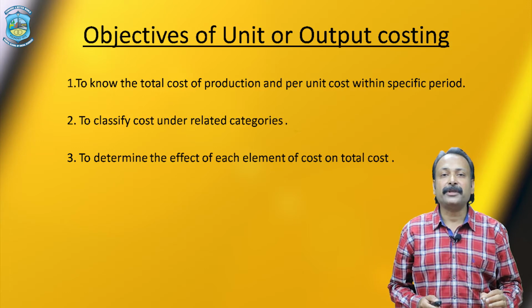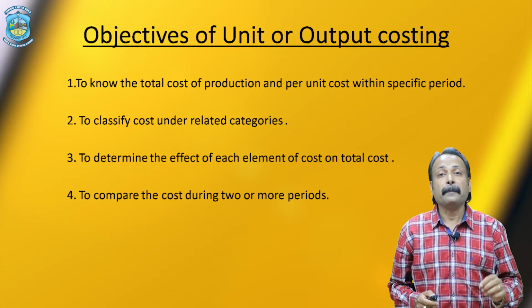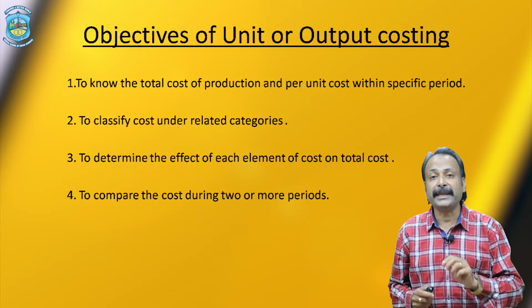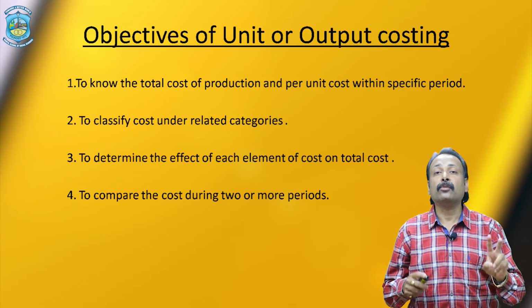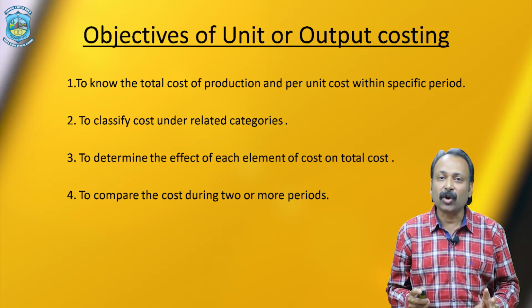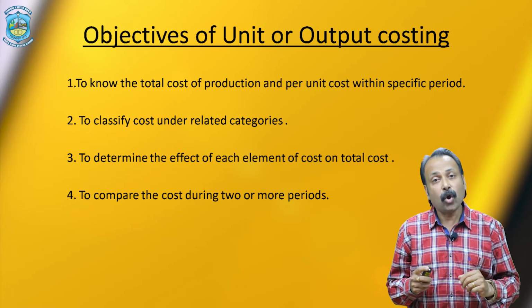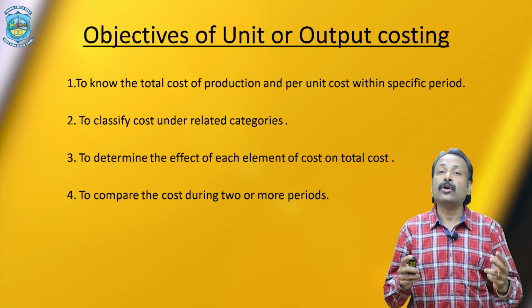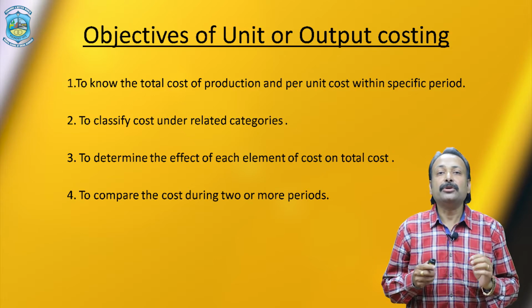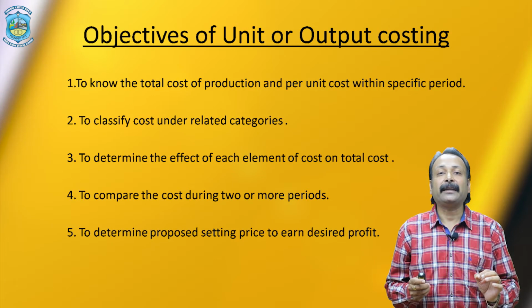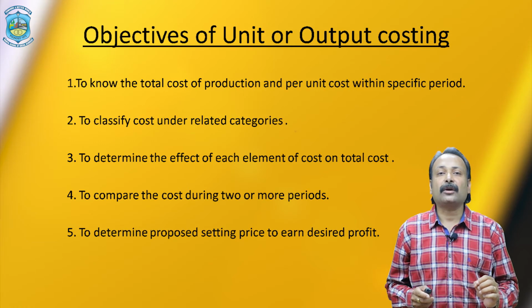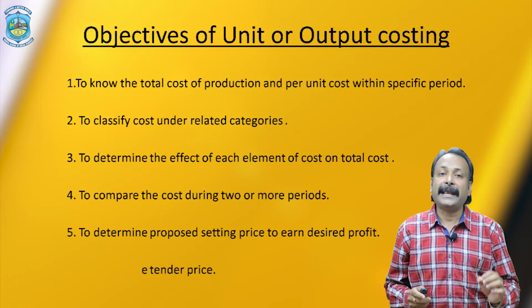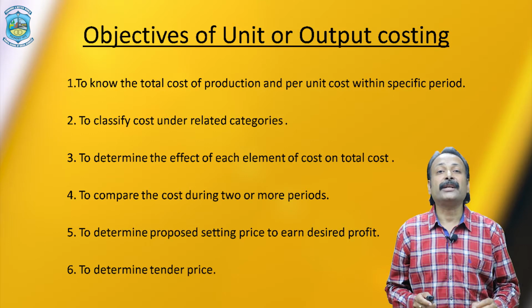Next objective is to compare the cost between 2 or more time periods. Here we can compare the cost not only between 2 or more time periods, but between 2 or more products, or between 2 or more companies. Next is to determine the proposed selling price in order to earn a specific profit. Then the last objective is to determine the tender price. Tender price is also known as quotation price.